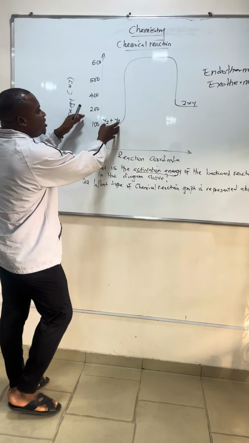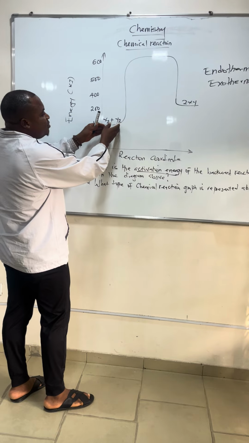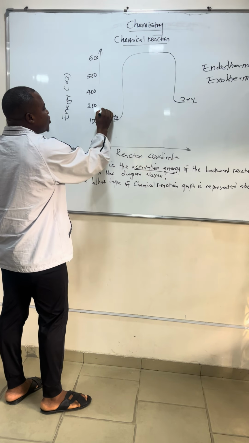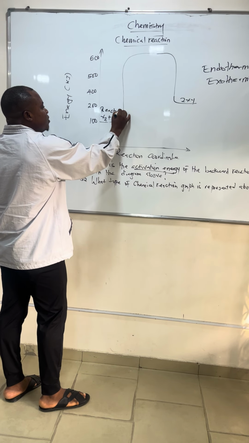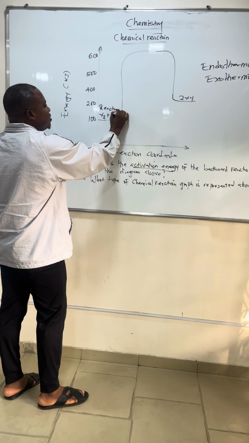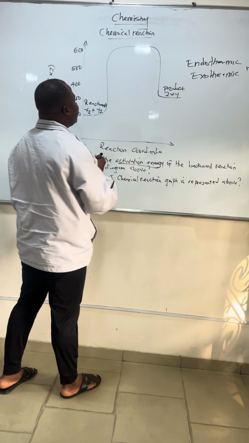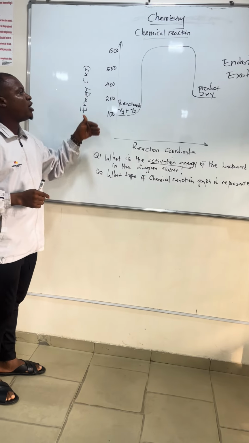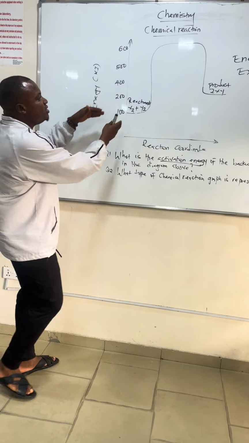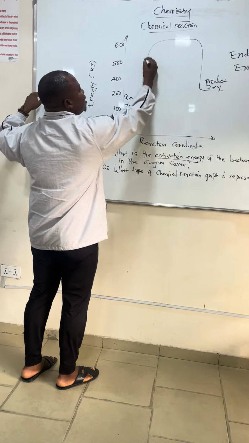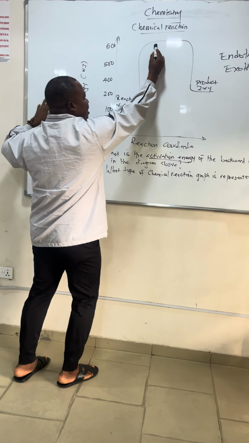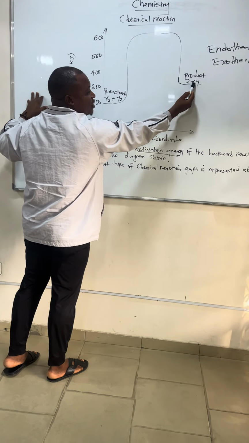Now, they said, what is the activation energy of the backward reaction in the diagram above? Now, in this diagram, this point is called the reactant. Here is called the product. Now, for a product to be formed in every chemical reaction, time will be taken. This is the reaction coordinate. It moves from this point to the highest point. Then the product is formed at this point.